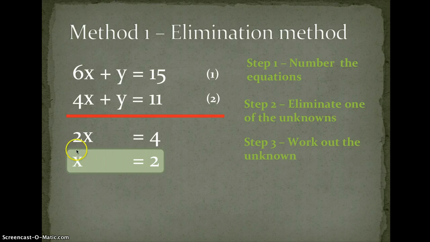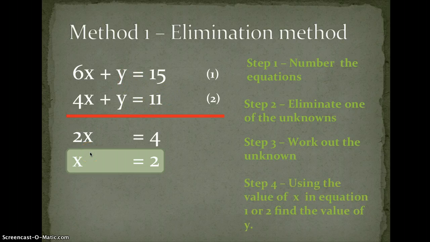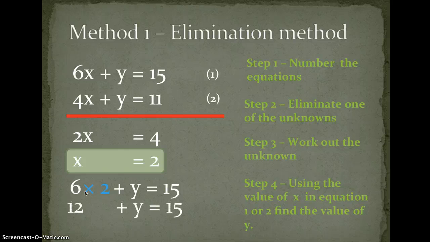Now you're not yet done. You know what the value of x is, but you need to find what y is. You may choose either of these two equations and work it out. I am going to choose equation 1. I'm going to substitute x by 2 because I now know that the value of x is 2. So that's 6 times 2 plus y equals 15. You'll have 12 plus y equals 15. Subtract 12 from both sides and you'll get 3. So the unique solution is that x is equal to 2, y is equal to 3.